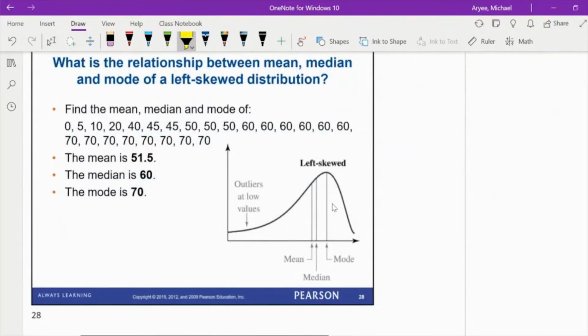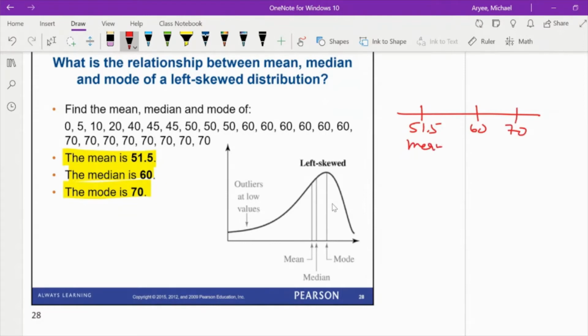Sometimes you will be just given data, or if they don't give you data, they'll give you the measures, and they want you to decide from the measures whether it's skewed to the left, right, or not. So you could draw a line and put the numbers there: 51, 51.5, 60, and then let's say 70. So this is the mean, this is the median, and this is the mode.